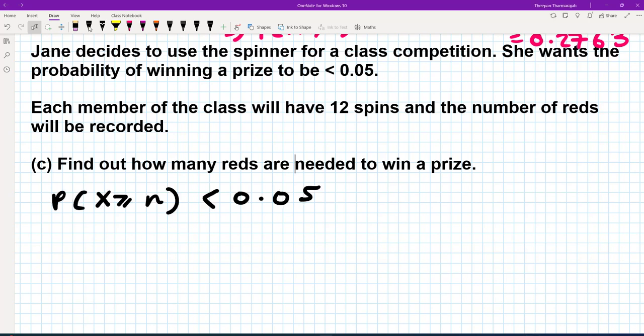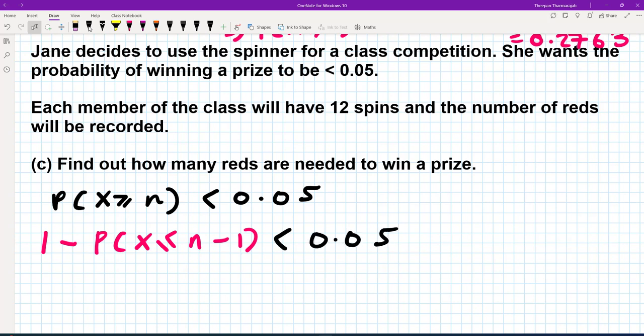So because the question states it needs to be less than 0.05, we make this inequality less than 0.05. Now we can't do the probability of x is greater than or equal to n, because by default the binomial distribution is always less than or equal to. So we do the converse of this, which is 1 minus the probability that x is less than or equal to 1 less, which is n minus 1. And that's going to be strictly less than 0.05.